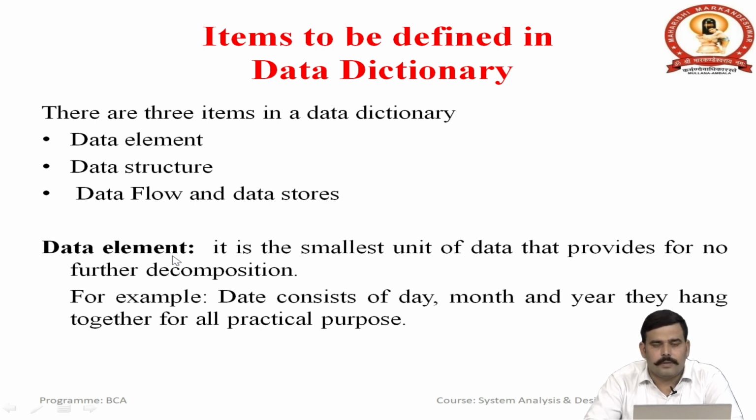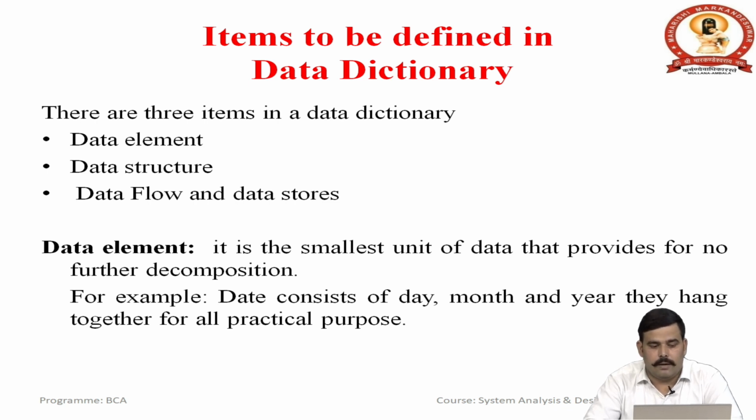The first one is the data element. It is the smallest unit of data that provides for no further decomposition. So, data which we are going to store and that cannot be further decomposed into any other sub items, that is the data element in our system. For example, date consists of day, month and year. They hang together for all practical purposes.